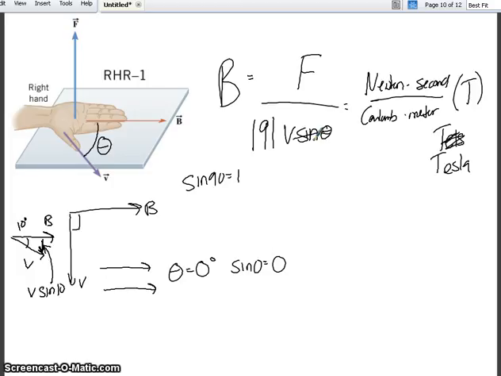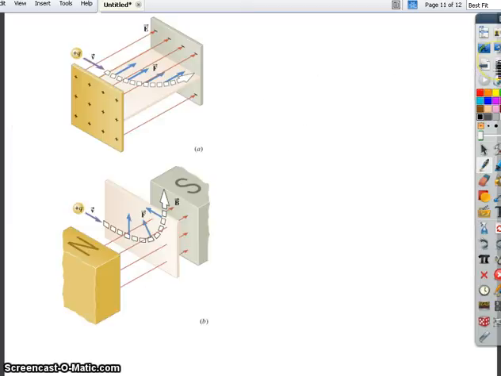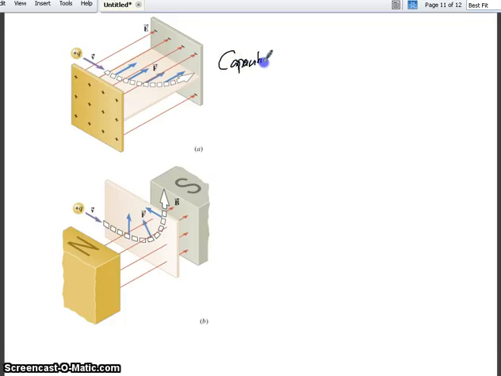Magnetic fields are a little bit different than electric fields. The first picture you see up here is a parallel plate capacitor. Capacitors exert an electric field, and the electric field is pointing from one plate to the other. So if we send a charge in this electric field, it would be pushed along this path into the other plate.